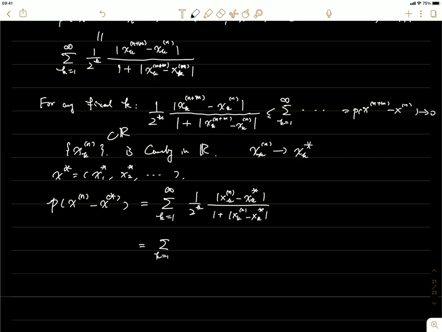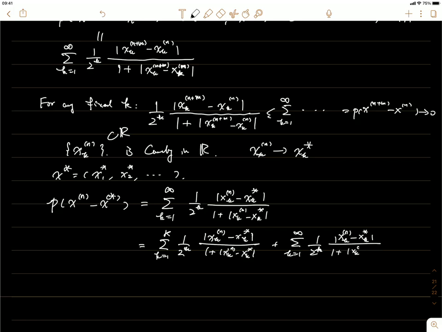One part is the sum from 1 to the capital K of the terms with xkn minus xk star. And the other part is again over 2 to the k, from capital K plus 1 to infinity, of xkn minus xk star over 1 plus xkn minus xk star.